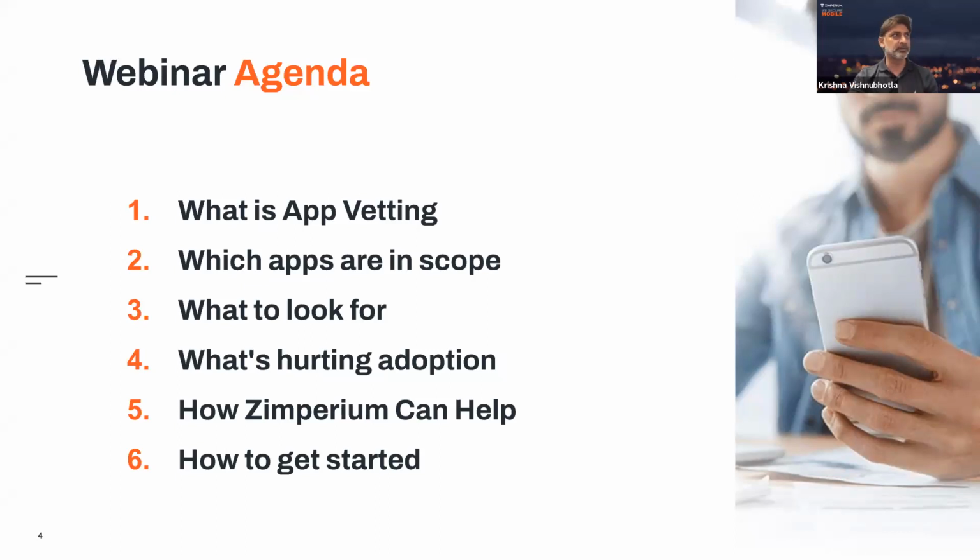Apps in scope, what to look for, right? App vetting, when we talk about it, makes sense. But when you start getting specific about how you know good app vetting versus bad, I think it's important for everybody to understand what these tools should be looking for and why that's important.